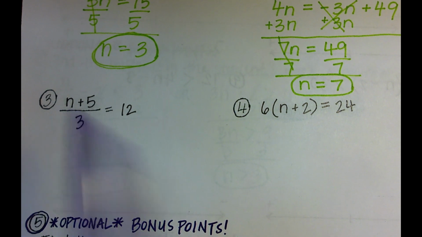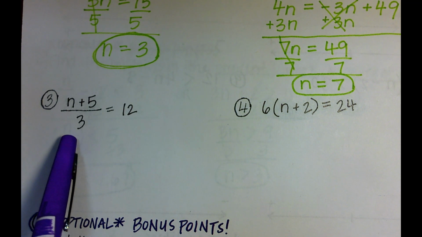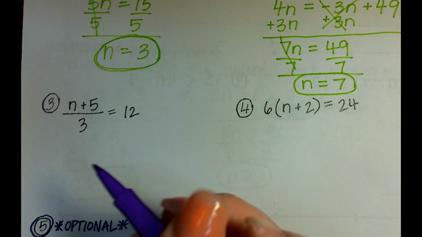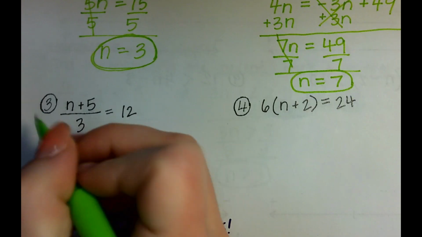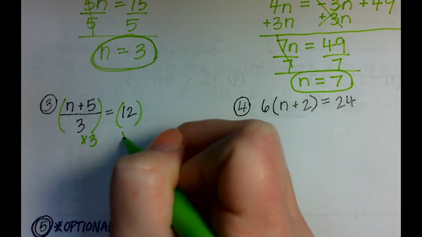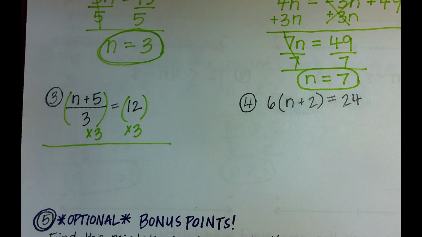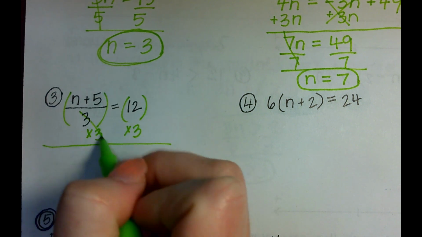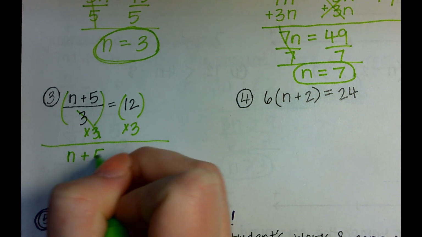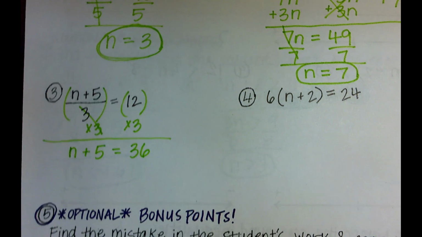So a fraction is just a division problem, right? It's just n plus 5 divided by 3. How do we get rid of divided by 3? Multiply. So we're going to do times 3 on both sides. And what happens here? Good. My 3's cancel. N plus 5 equals 36. Perfect.